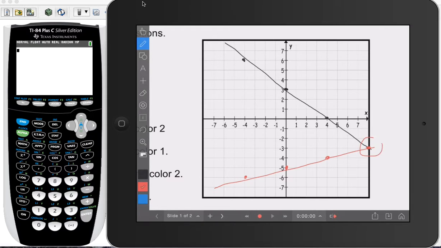Did these two lines intersect? Yes, they did. At 8, negative 3. That's the point of intersection. So that is going to be the solution.